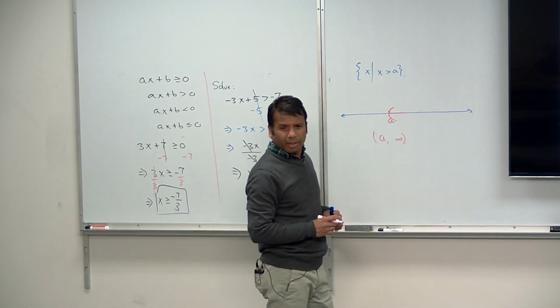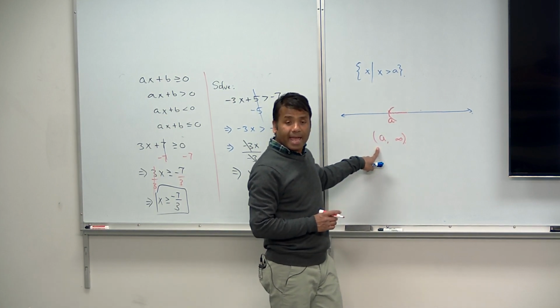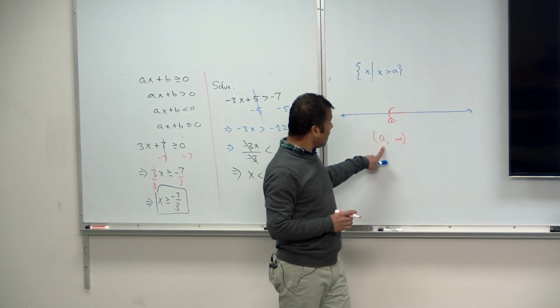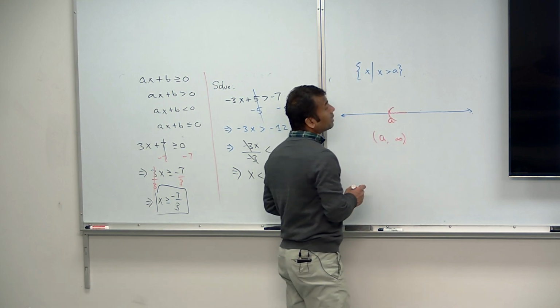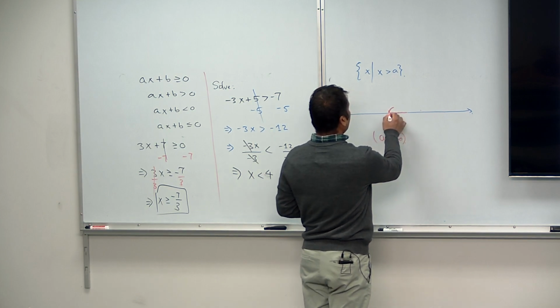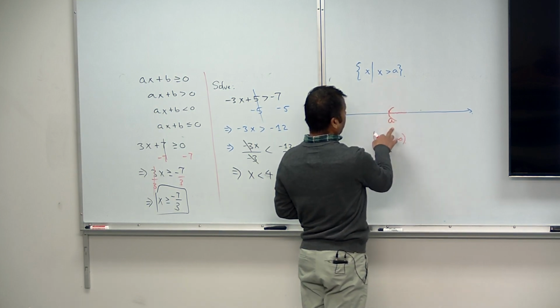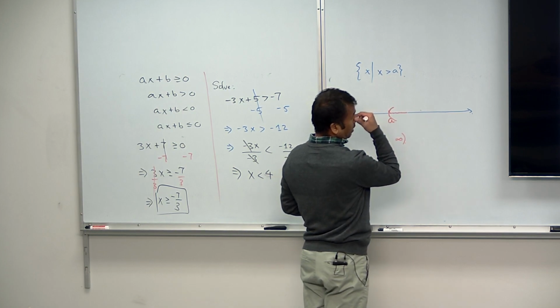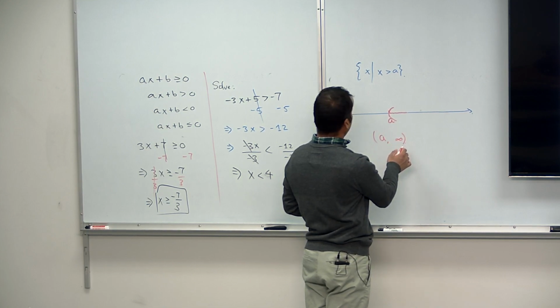You see what I'm talking about, right? So always keep in mind this: a parenthesis, a comma, infinity, right? It represents this inequality, x is greater than a. Okay, and so yeah, I think I made it clear. Did you get it?